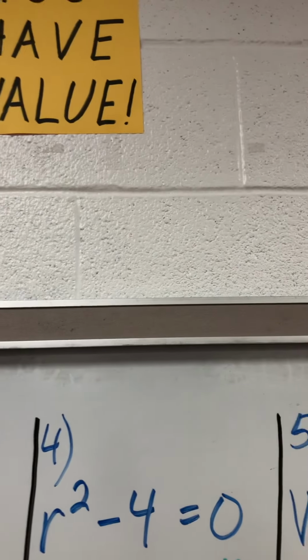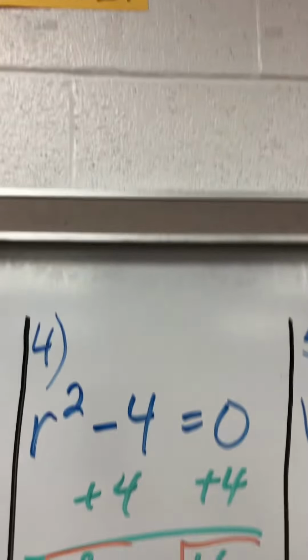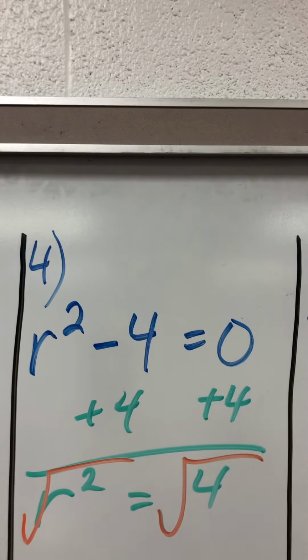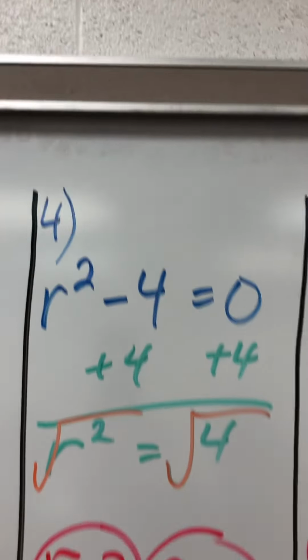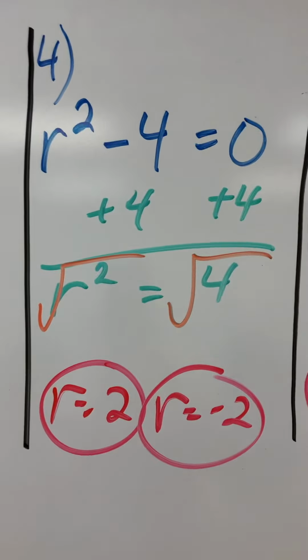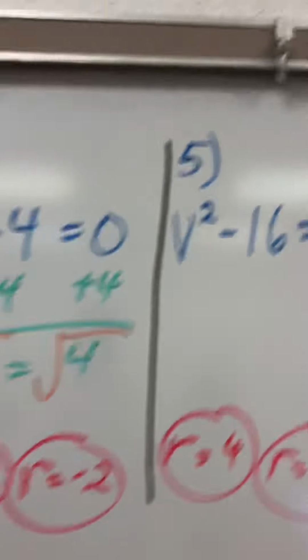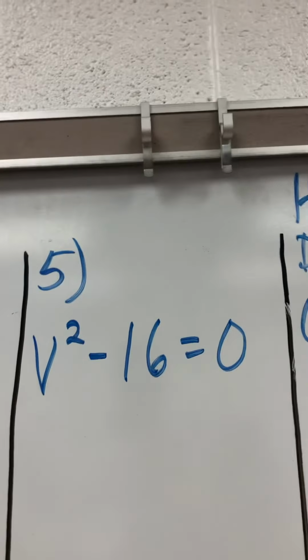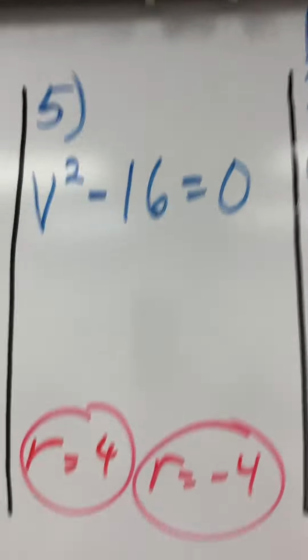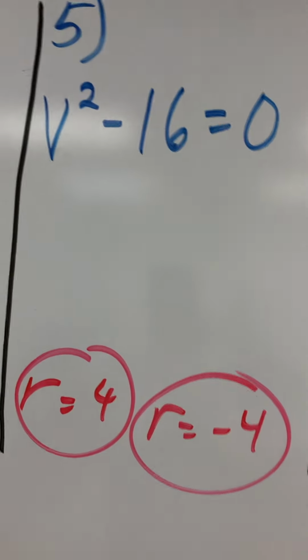R squared minus 4 equals 0. Okay, add 4 to both sides. R squared equals 4. Take the square root. Positive 2, negative 2. Same thing, v squared minus 16. Do you agree you're going to get positive 4 or negative 4?